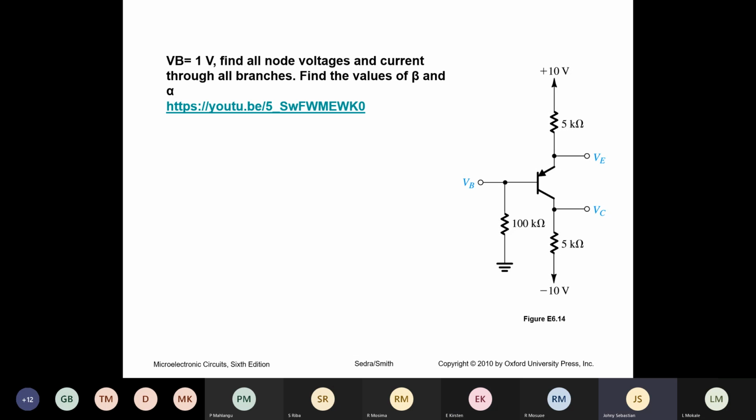Now we need to work out the value of alpha. Alpha is IC over IE. IC is 1.65 milliampere. IE is 1.66 milliampere. What are the units for beta and alpha? They are constants, so they don't have units.